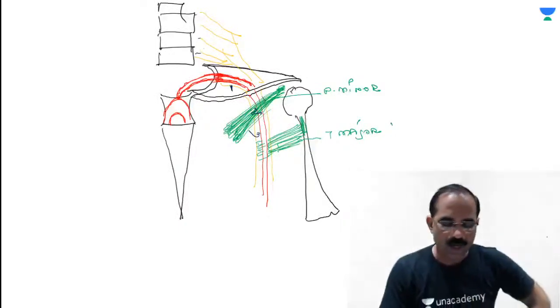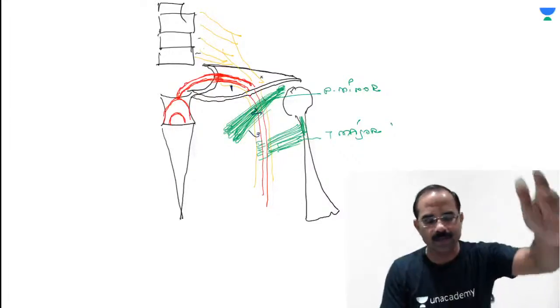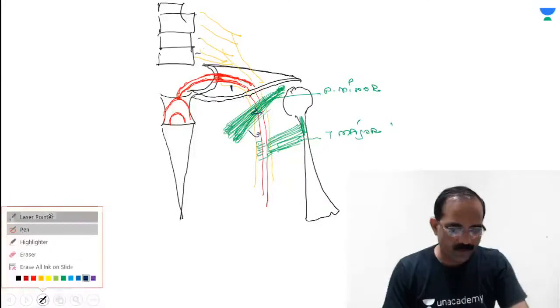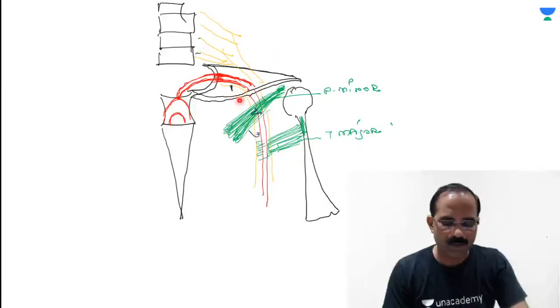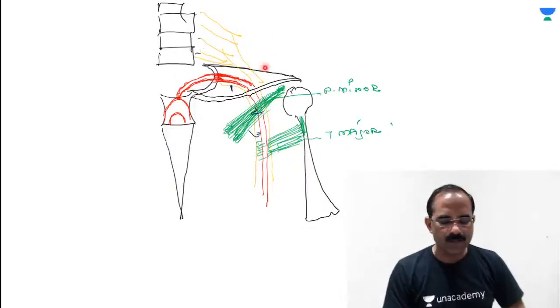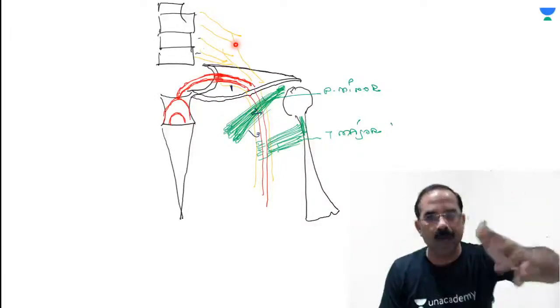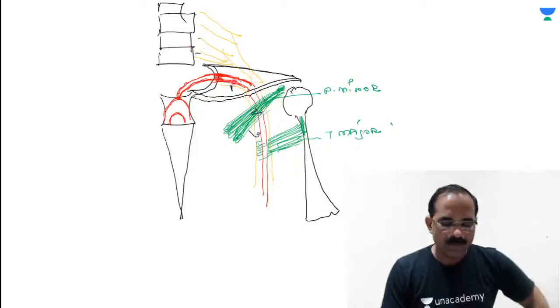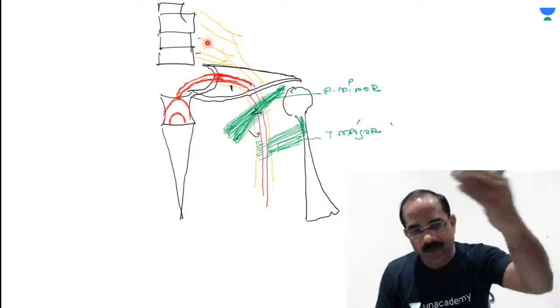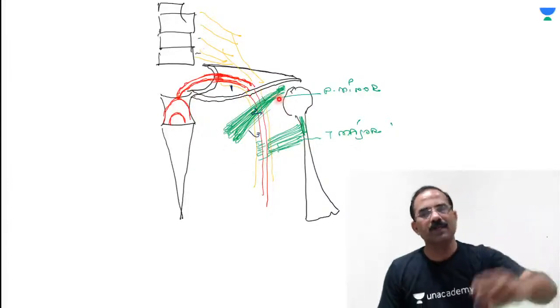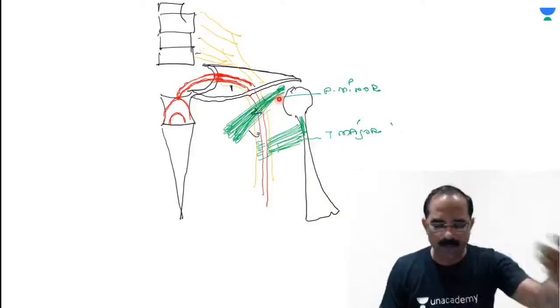Out of this, half of the brachial plexus lies above the clavicle and half of it lies below the clavicle. You understand? What do we call this part? Above the clavicle, this part of the brachial plexus is known as the supraclavicular part, and this part below the clavicle is known as the infraclavicular part.